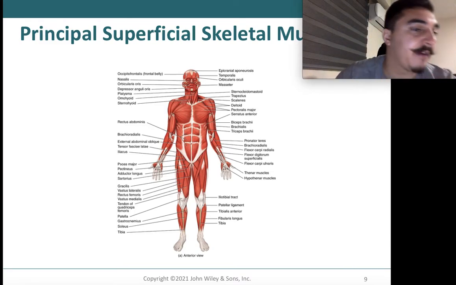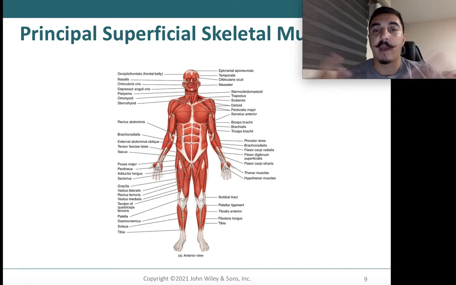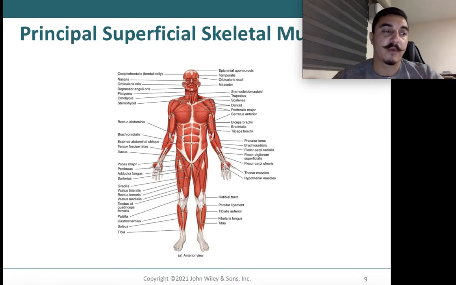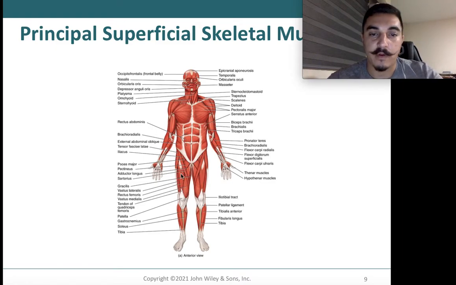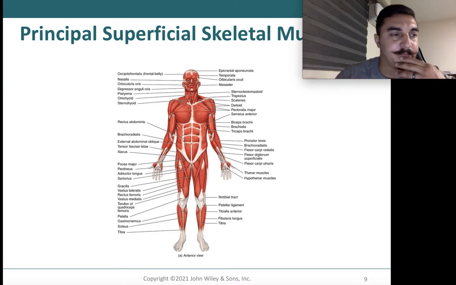What else do we have? We have magnus, which is large. Major is a bigger one, minor is a smaller one. So we have our pectoralis major and a pectoralis minor as well: the bigger one, the smaller one. Vastus means huge, so that's vastus lateralis. You see over here in our leg, vastus lateralis. It's the big one there, the huge one. And here's our adductor longus. That's based off size, and then we have names based off of shape.